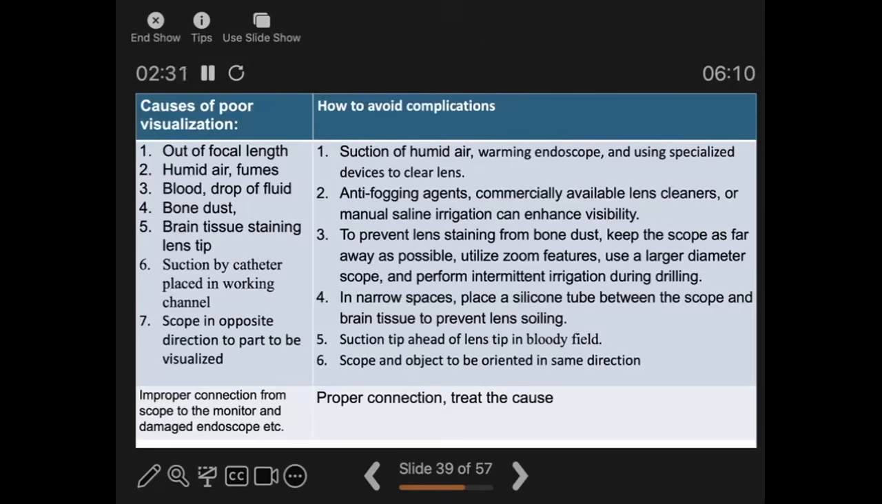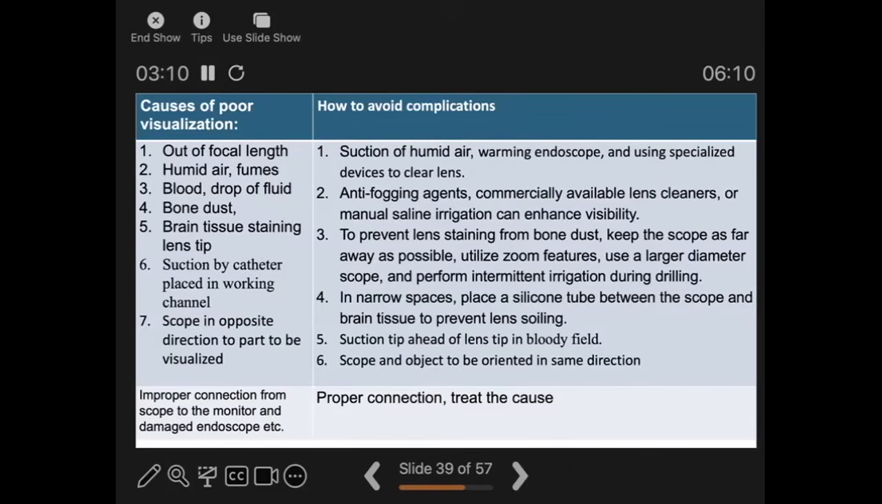lens swelling. Suctioning of blood by the catheter placed in the working channel draws blood towards the lens tip, which obscure vision. In contrast, if the suction tip is placed beyond the lens tip, it prevents poor vision. Brain tissue contacting the lens tip is another cause. Place a silicone tube between the scope and the brain tissue to avoid lens swelling.